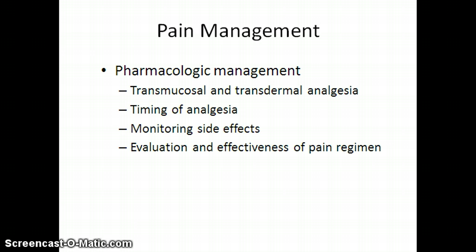Also, with timing of analgesia, we need to consider that we need to give this medication prior to our patients ambulating or doing any kind of movement or whatever exacerbates the pain that they're having. We want to make sure that we're timing our analgesia correctly. Monitoring for side effects. We know that one of the major side effects is respiratory depression, but we also need to monitor for constipation, nausea, vomiting, sedation, and those kinds of things. And then it's always important to evaluate and reassess how effective that pain medication or the pain regime is working.